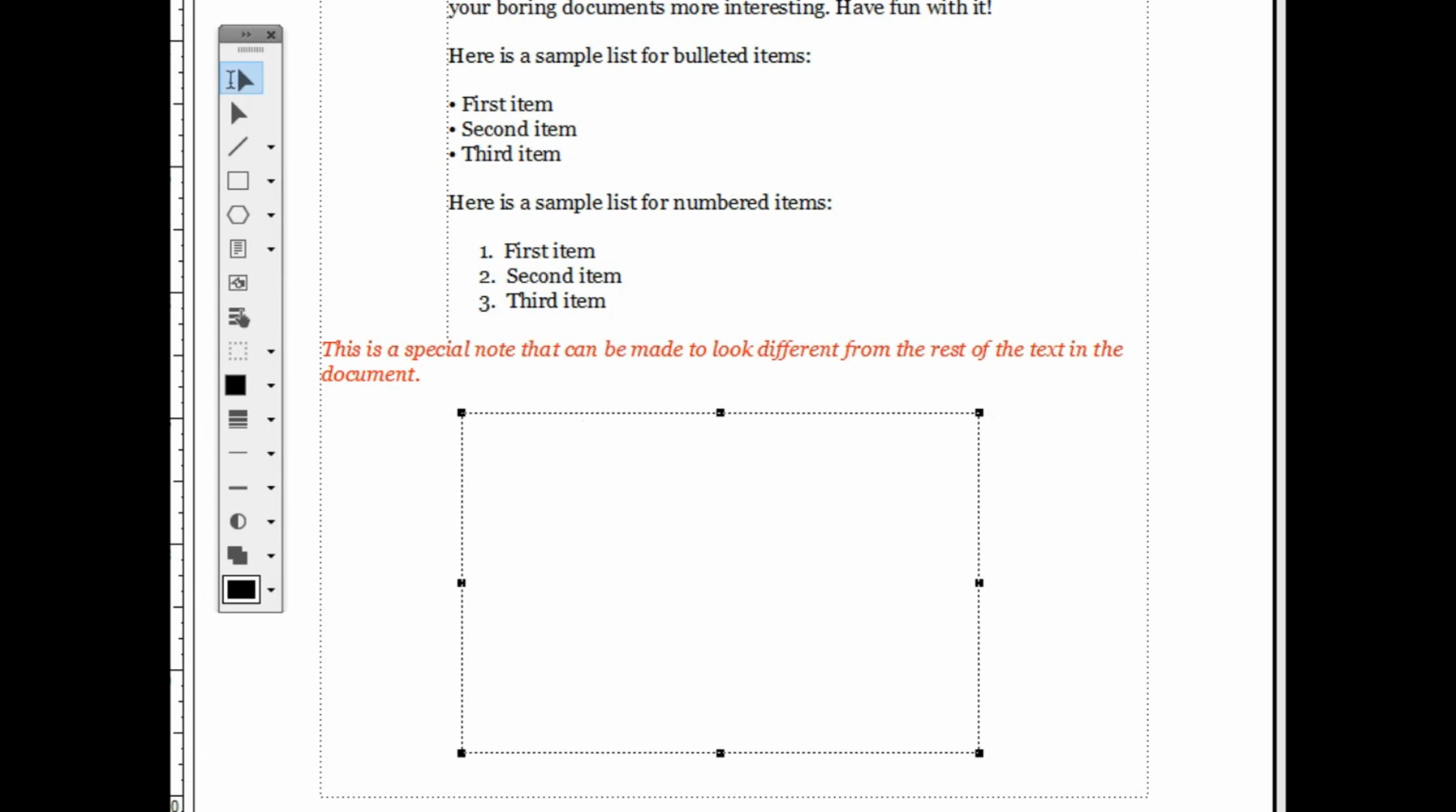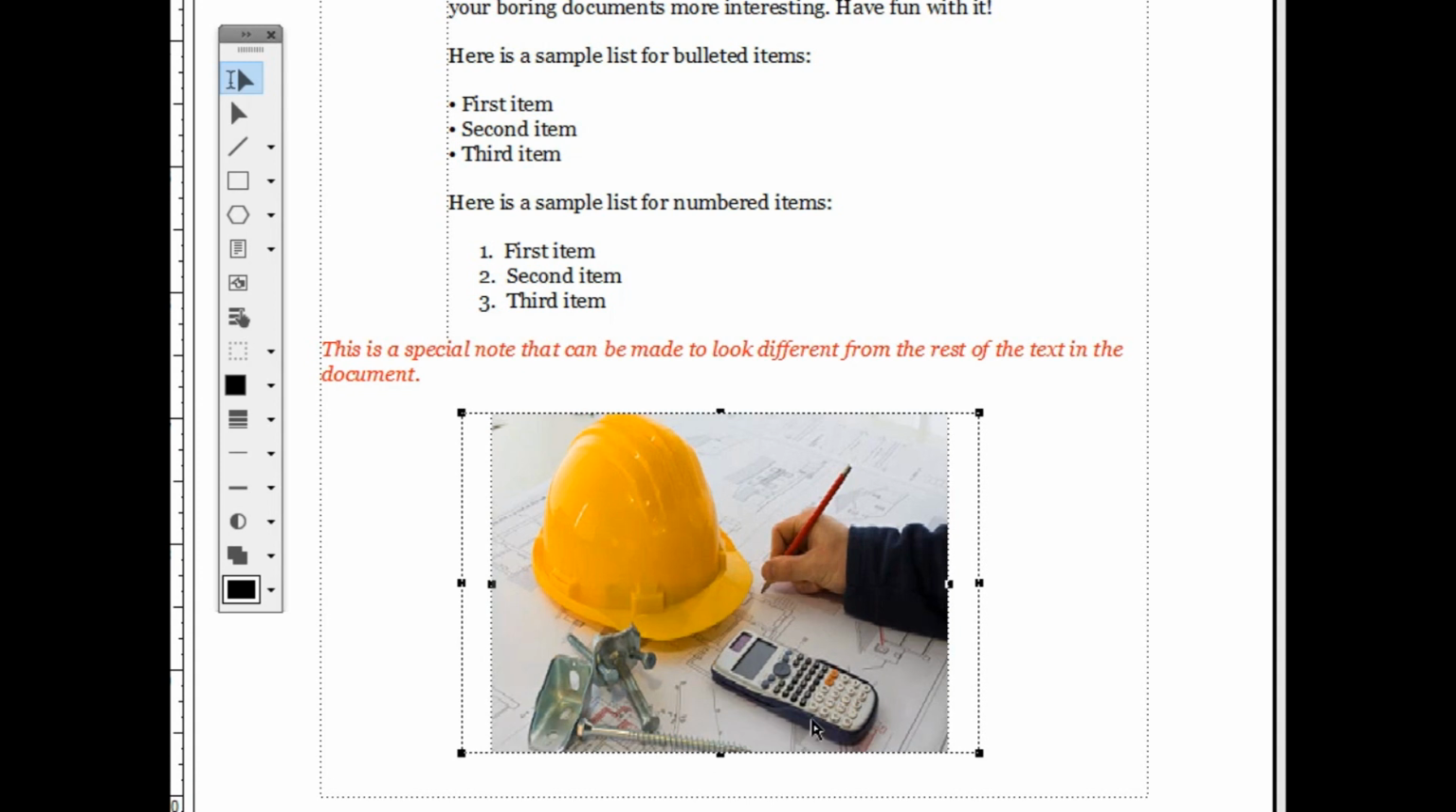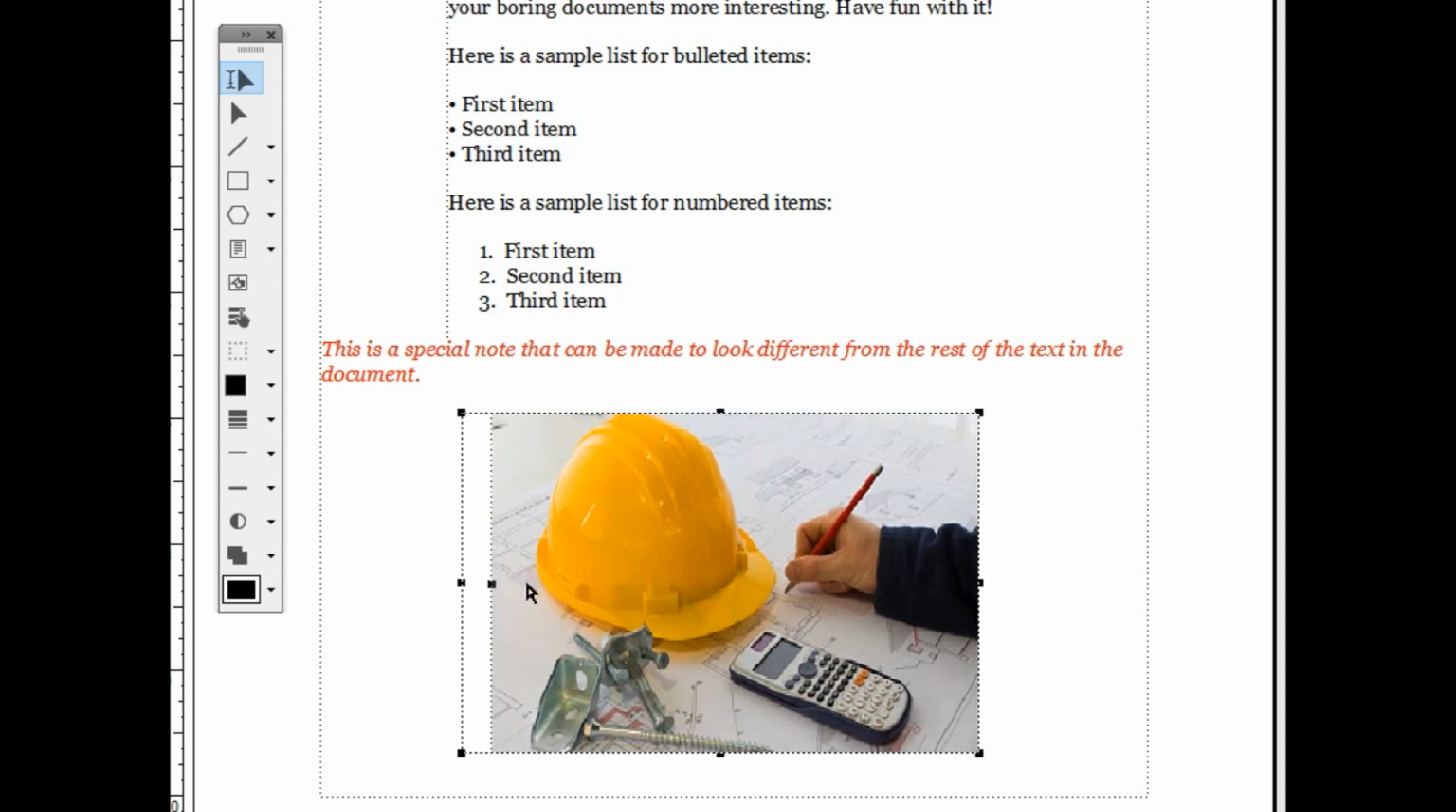You can drag this box around by clicking and dragging on a side. Click and drag on these squares to increase or decrease size. You can then add an image directly into this graphic frame where you can adjust the size within the frame.